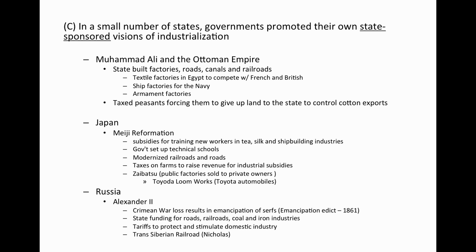And yes, early on, factories are going to be owned by the government, but eventually those factories will be sold to private owners called zaibatsus. And that's going to result in the emergence of a famous Japanese company, the Toyota Loomworks Company, which later on would be Toyota Automobiles, right? So they did promote private industry at some point.